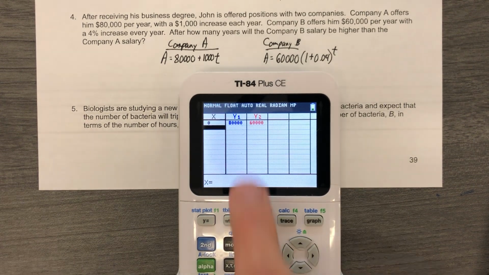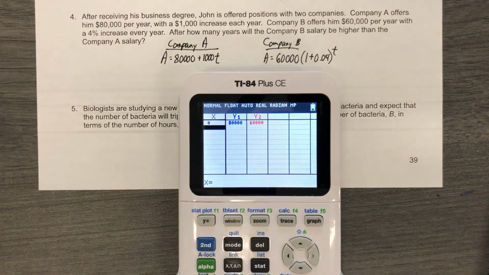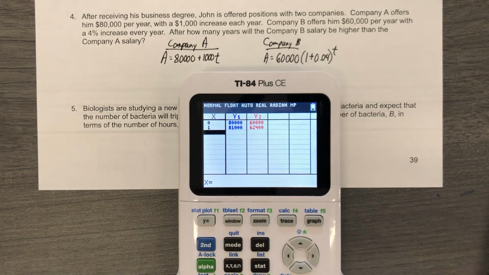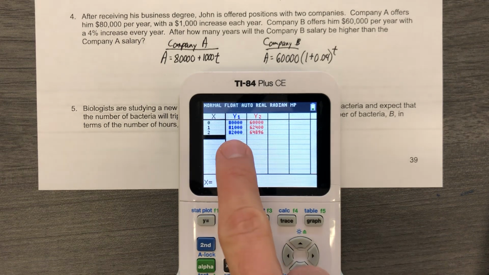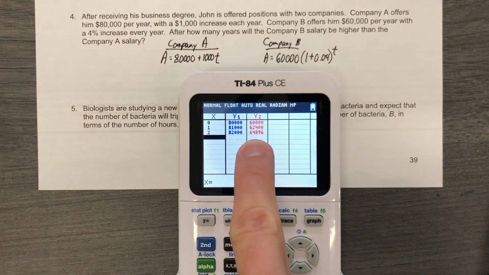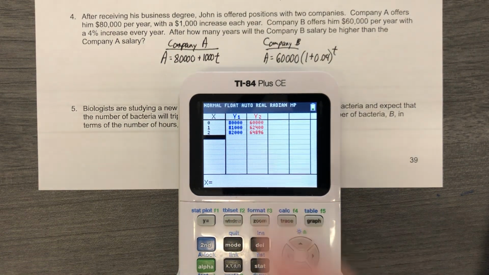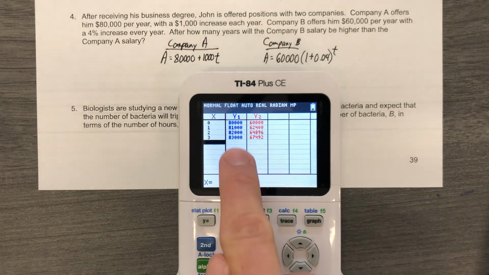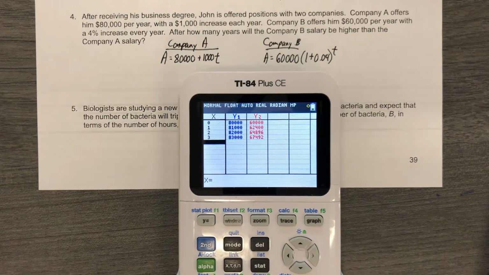So at year 0, we're sitting at 80,000 and 60,000. At year 1, we're sitting at 81,000 and 62,400. At year 2, we're sitting at 82,000 and 64,896. Okay, both increasing, but increasing at different rates. This is increasing at a constant rate. This one is not. 4, 5, 6, 7, 8.